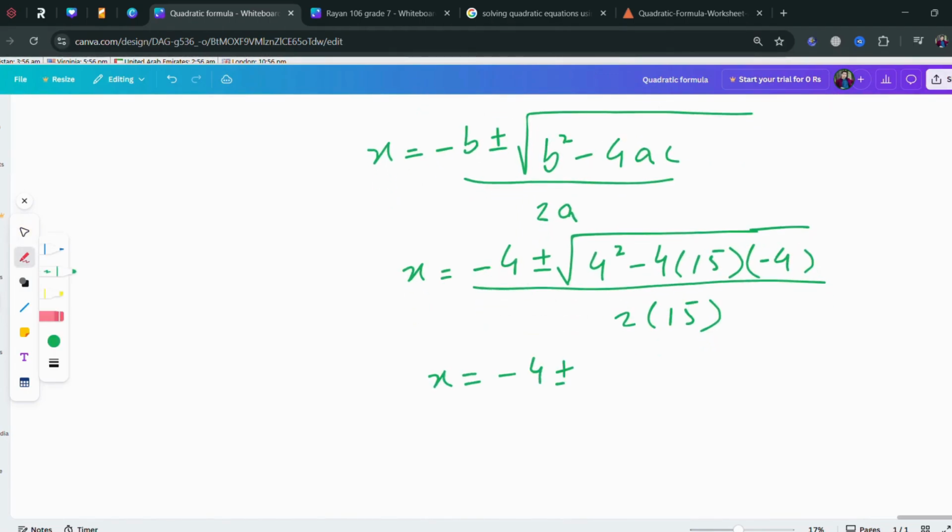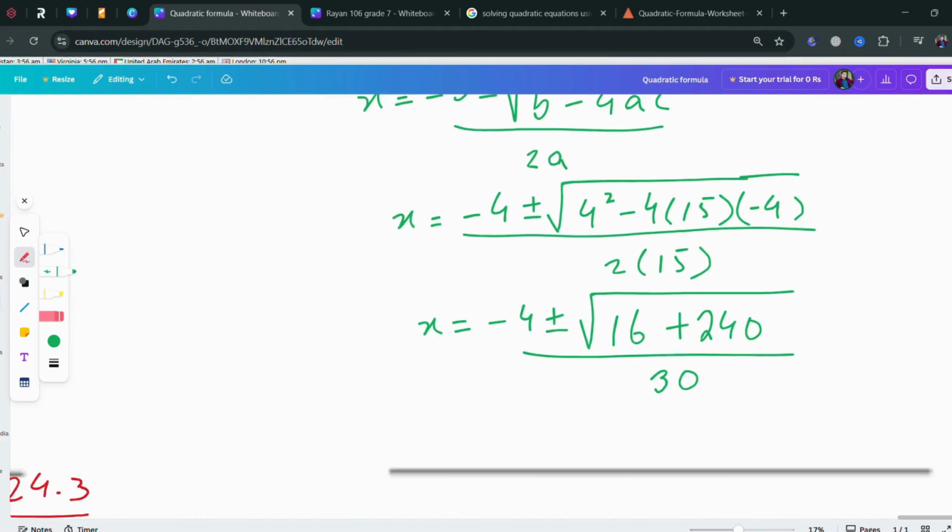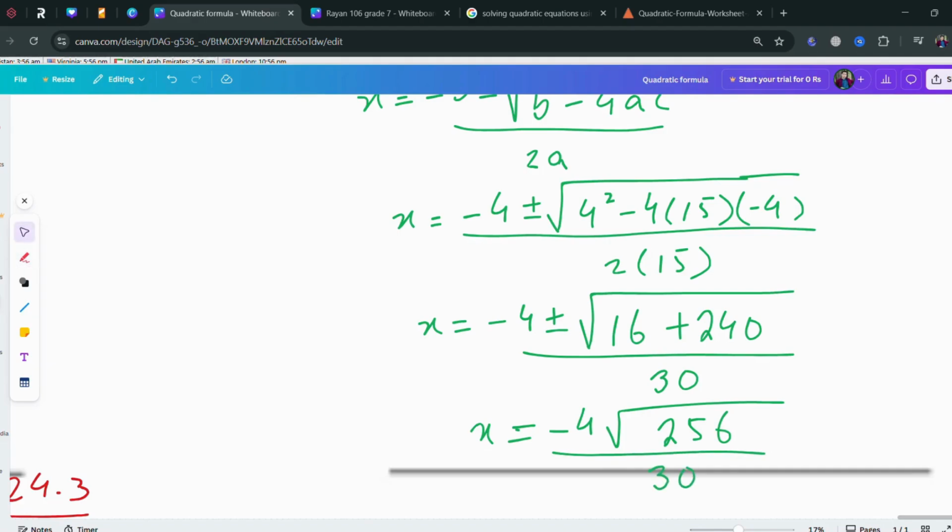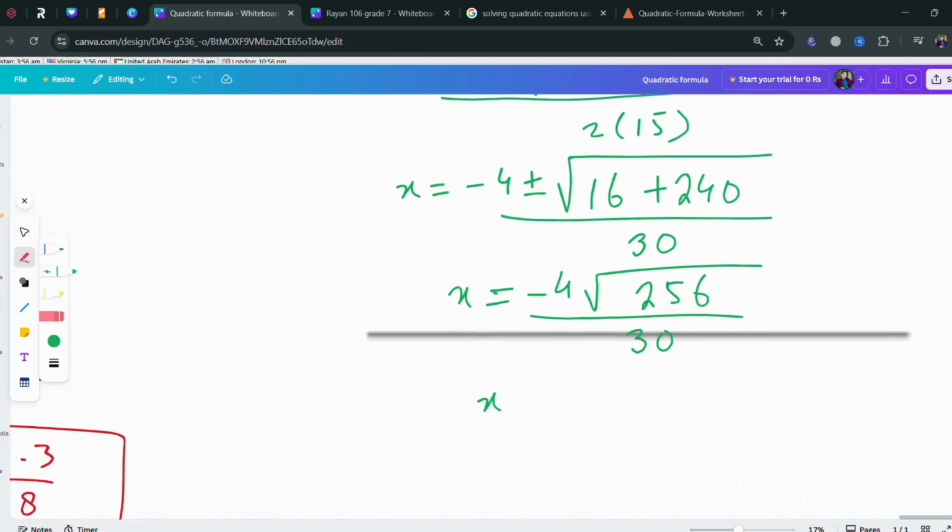So x is equivalent to minus 4 plus minus, 4 squared is 16, minus minus becomes plus, 4 times 15 times 4, so it's going to be plus 240 over 30. Okay, so minus 4 plus minus radical 240 plus 16, that's equivalent to 256 over 30. So now if I take the radical of that number, it's going to convert. Sorry, I forgot to put plus minus over here. So it's going to be equivalent to 16 divided by 30.